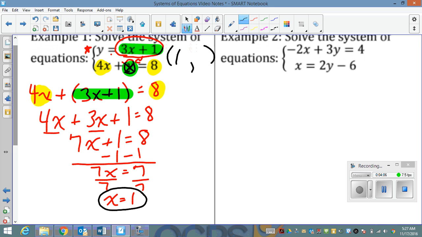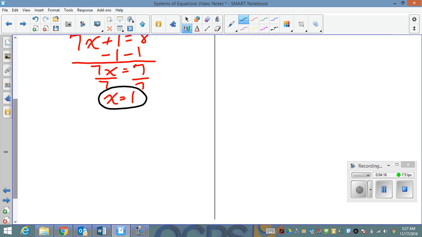I'm going to use the first equation because it's already solved for y. I could just as easily use the second one if I wanted to. So I have y equals 3x plus 1. That's my original equation. I'm going to replace the x with the 1.